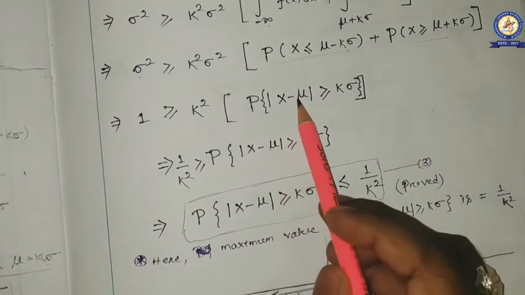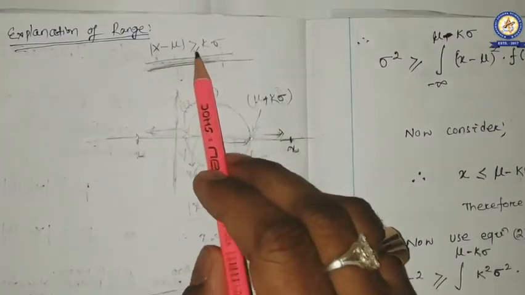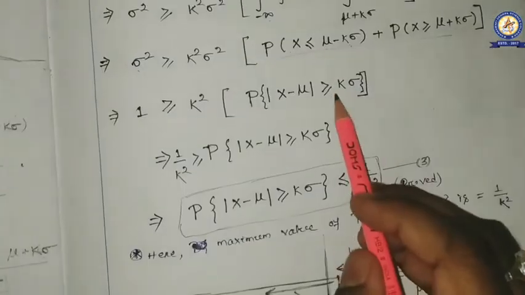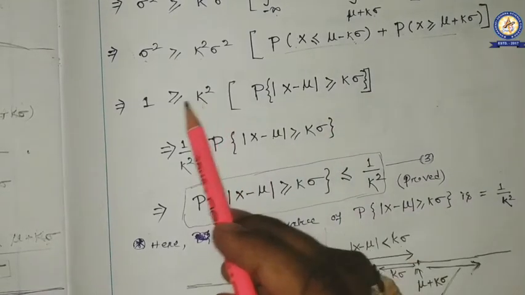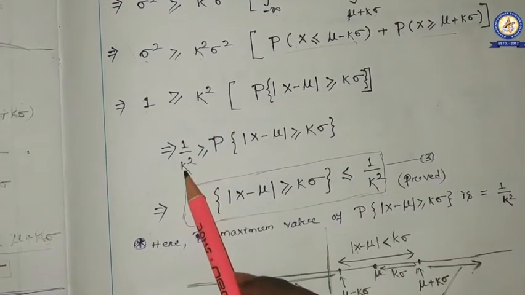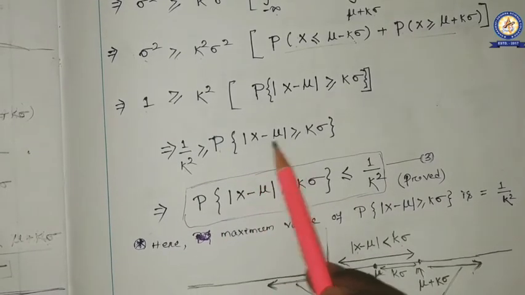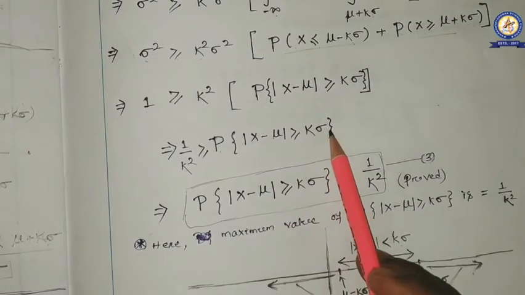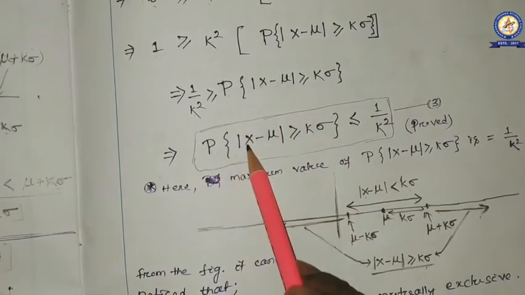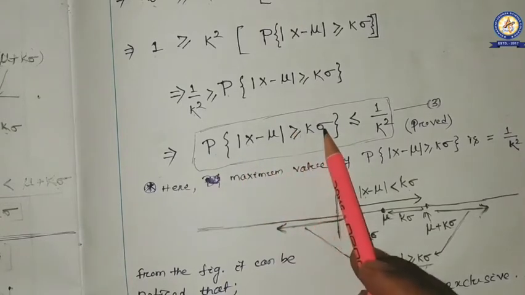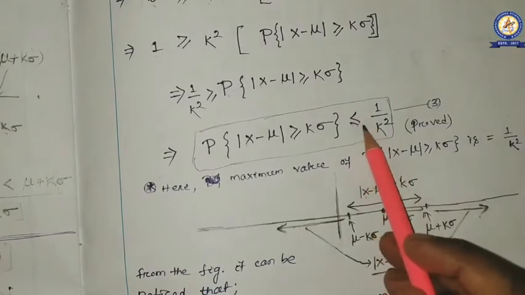probability of mod x minus mu greater than or equal to k sigma. So k square taken this side, that implies 1 by k square is greater than or equal to probability of mod x minus mu greater than or equal to k sigma, right? That implies probability of mod x minus mu greater than or equal to k sigma is less than that of 1 by k square.